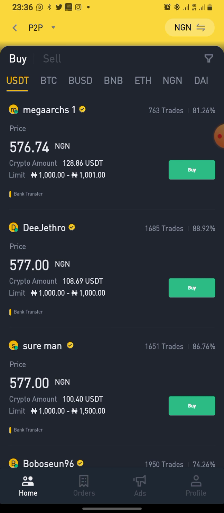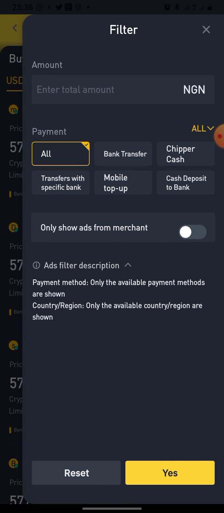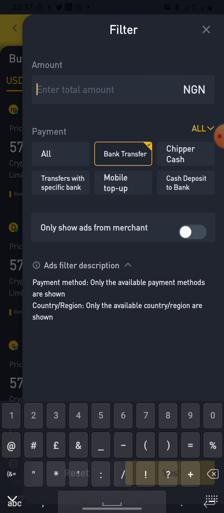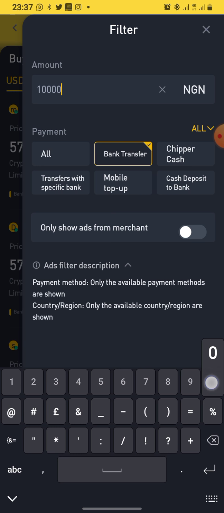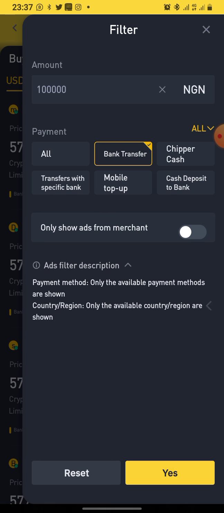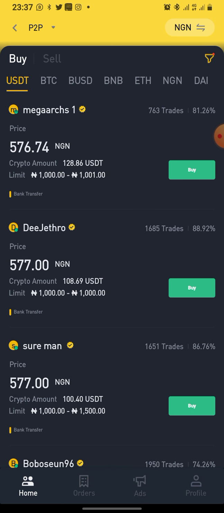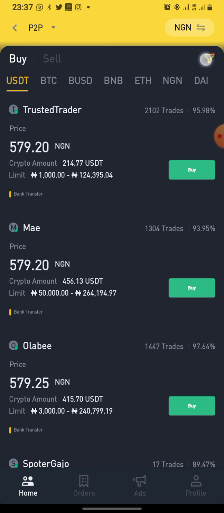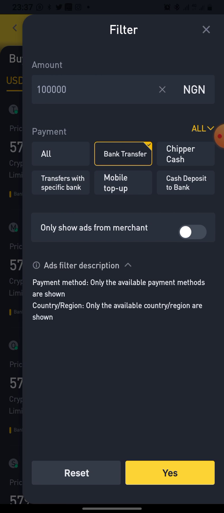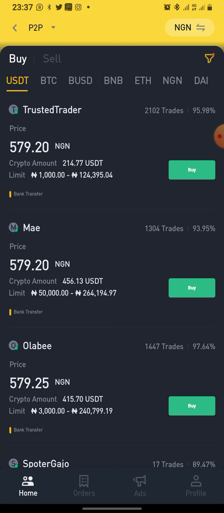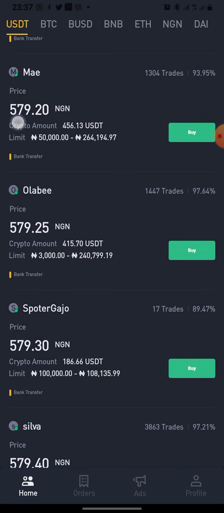So the first thing you want to do is go to the filter. There is this filter icon top right of your screen, and then you choose bank transfer, and let's say you want to buy 100k naira. That is the 100k I have there. So once you type it in your filter section and you click yes, it filters the ads that are available. So these are different ads.